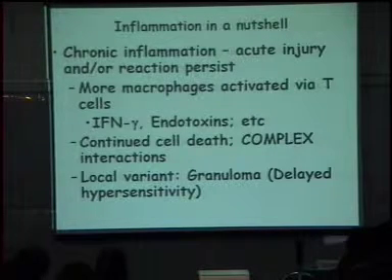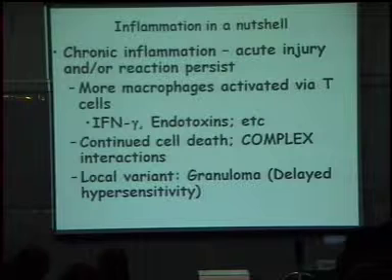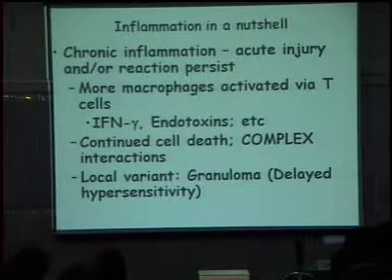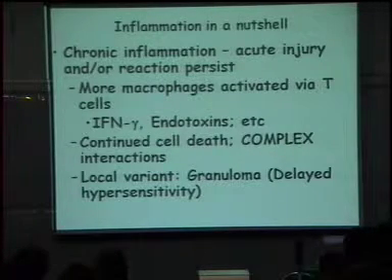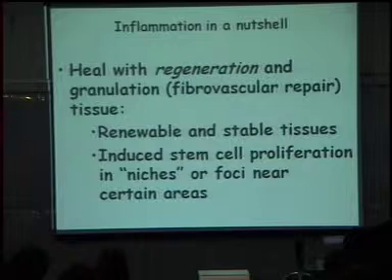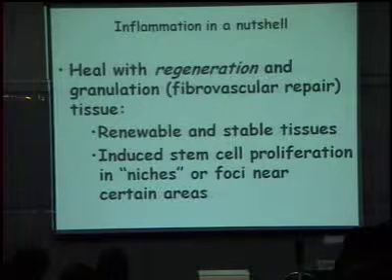So complex interactions, and then that local variant, when you have delayed granuloma, which is again a characteristic of delayed hypersensitivity. We'll get back to that in a minute. And the main reason I'll do it later again is so you'll see these things again and again and again, which means it will cement it in your brain even if you don't think so right now.